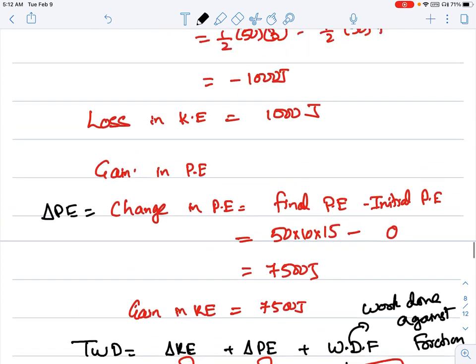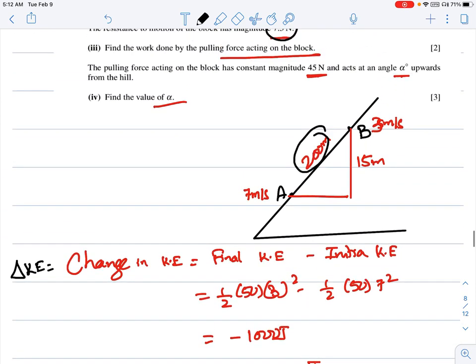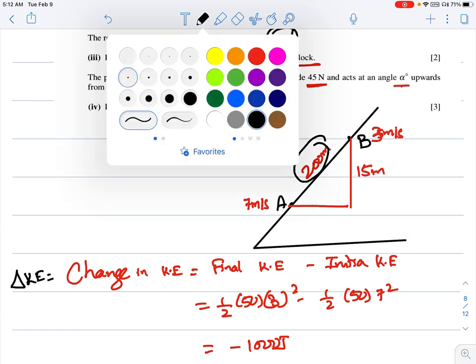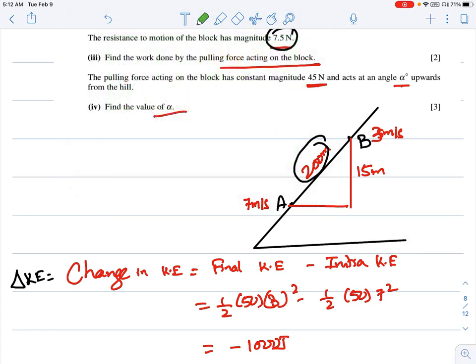Now coming to the last part of the question. The pulling force acts on a body, a constant force of 45 newtons acting at an angle alpha. Find the value of alpha. So there is a pulling force acting on a body at an angle alpha. So this is the pulling force, and this angle is alpha. So resolve that.